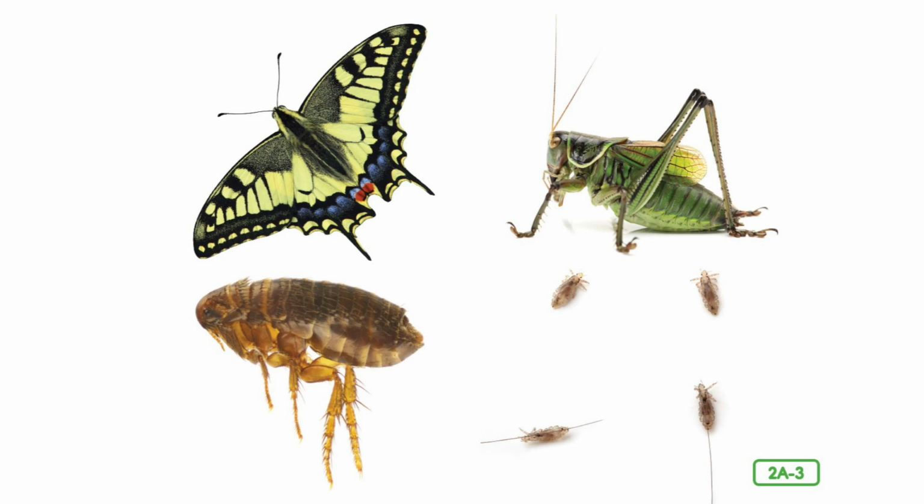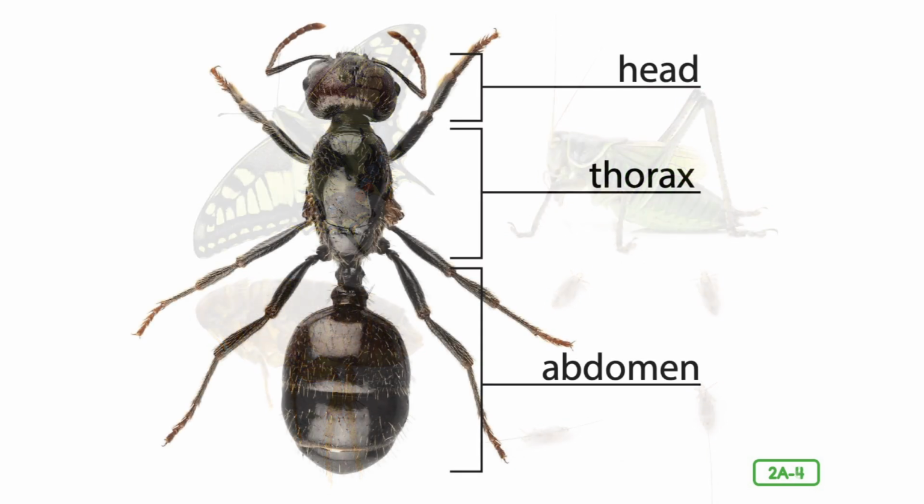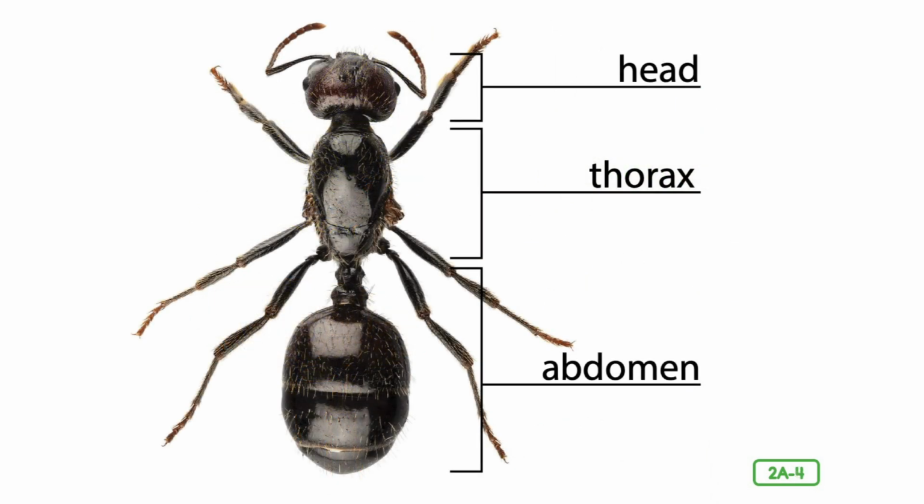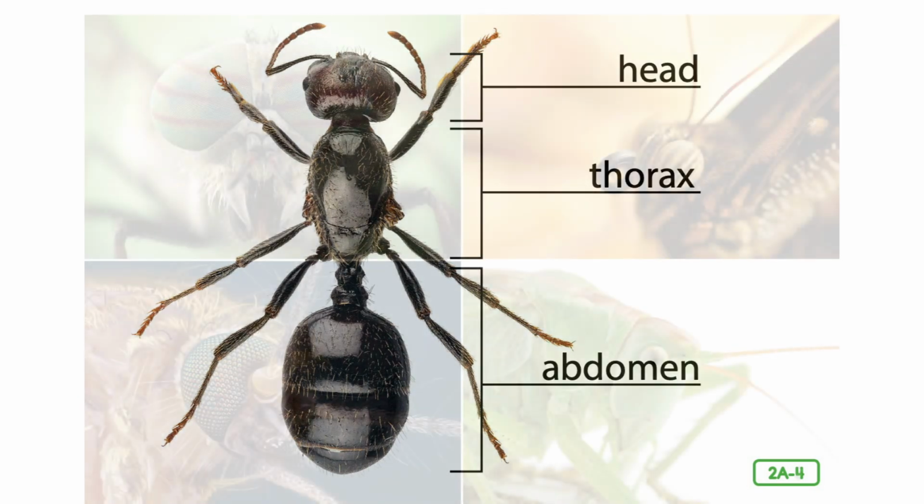An insect's body is built in sections or parts. 3 parts to be exact. We'll use one of my friends, the ant, as an example. All insects have a head, a thorax, and an abdomen. The head is the center of an insect's senses, but different kinds of insects can have very different looking heads. The thorax is the middle part of the insect's body. The abdomen is the end of the insect's body, farthest away from the head.